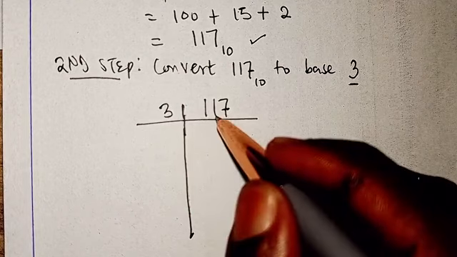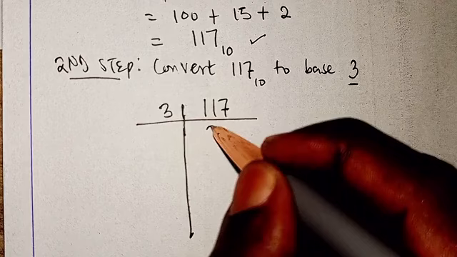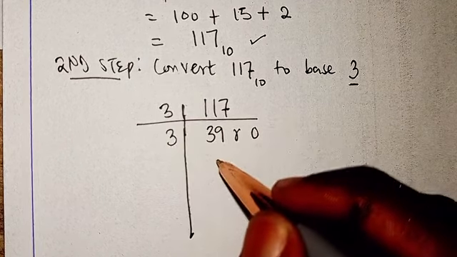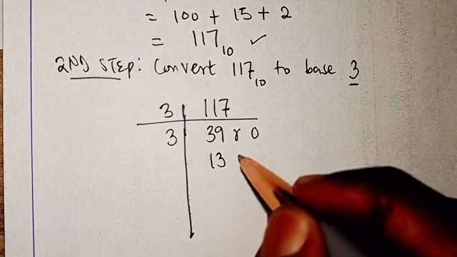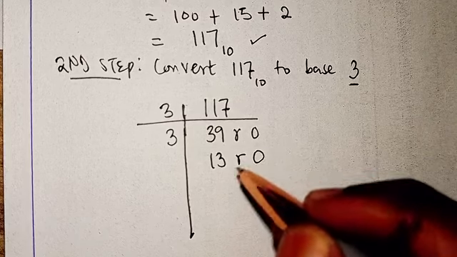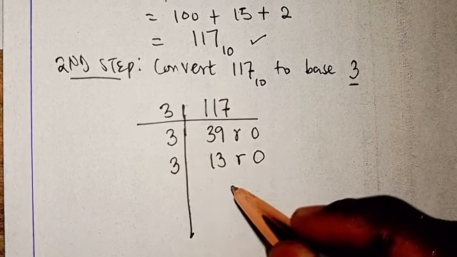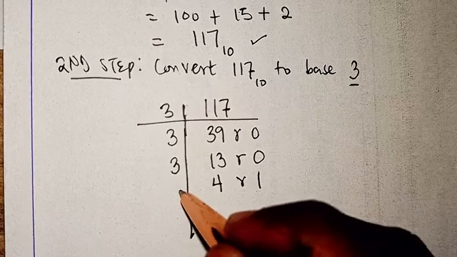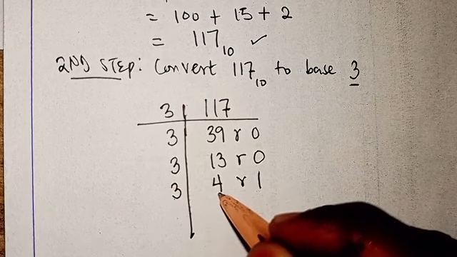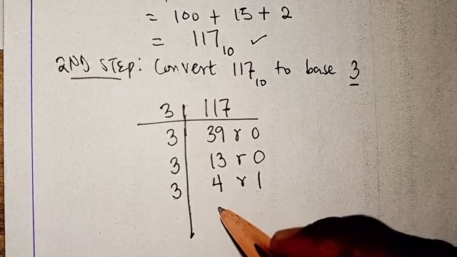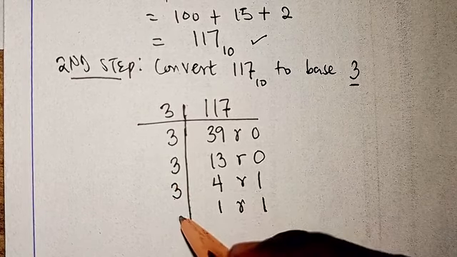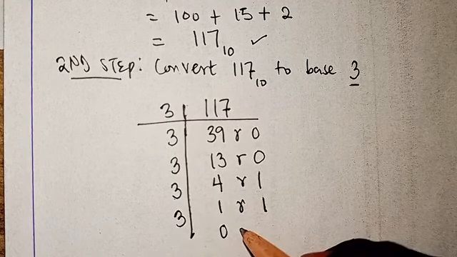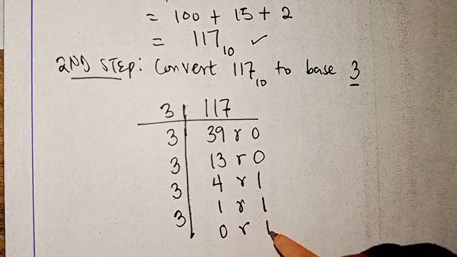So now let's do the division. 117 divided by 3, we have 39, remainder 0. We use 3 again. 39 divided by 3, we have 13, remainder 0. Now 13, we use 3 again. 13 divided by 3, we have 4, remainder 1. Then 3 in 4 gives us 1, remainder 1. Then 3 in 1 is not possible, so we write 0 down, with remainder 1. Are you getting it now?